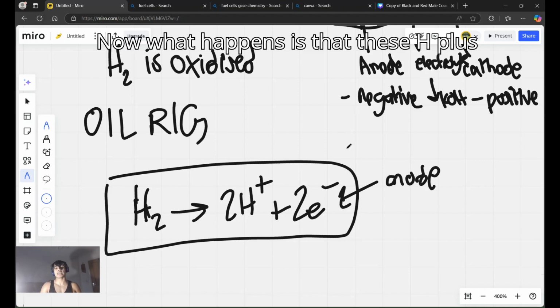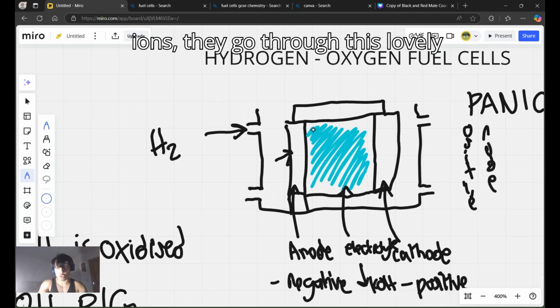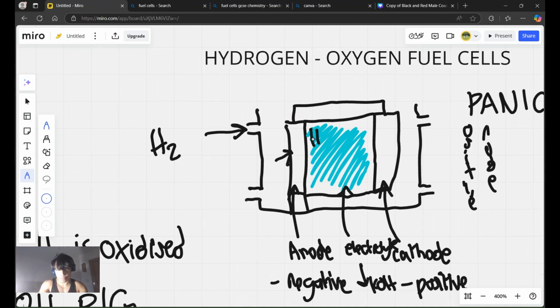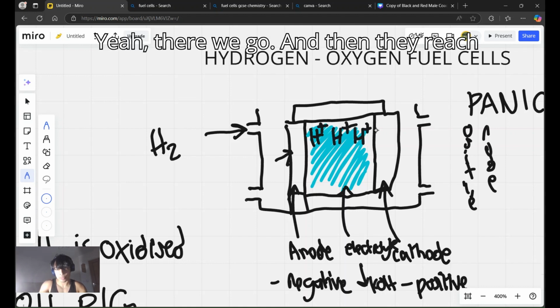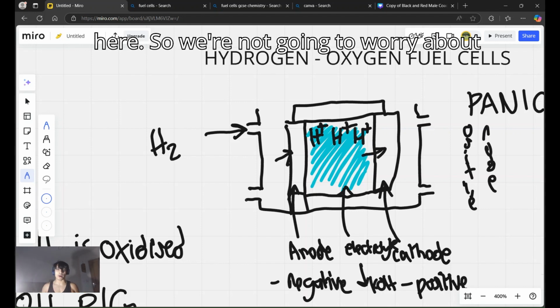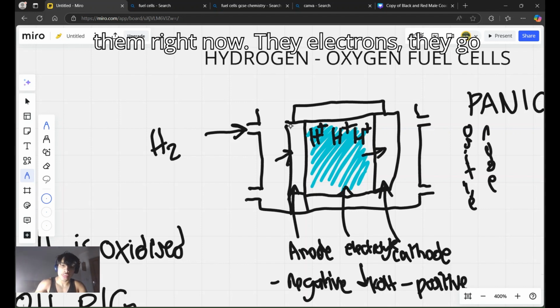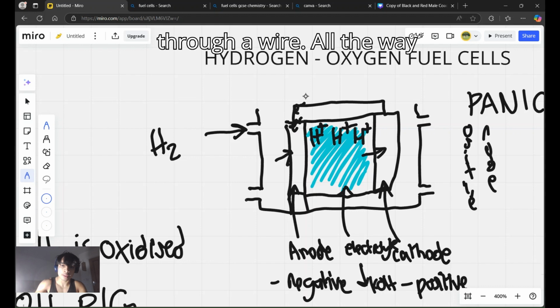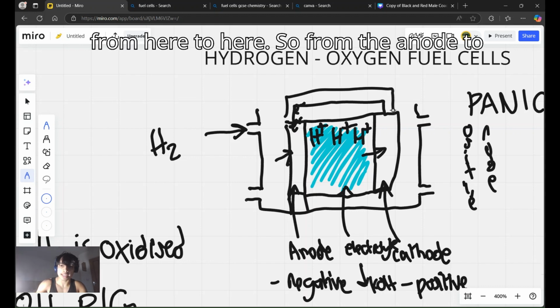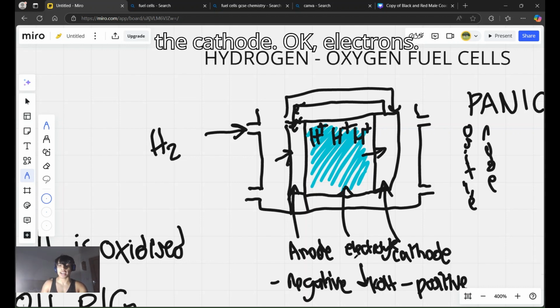Now what happens is that these H+ ions go through this lovely electrolyte. If my pen bears with me, yeah, there we go. And then they reach here. So we're not going to worry about them right now. The electrons go through a wire all the way from here to here. So from the anode to the cathode, okay? Electrons.